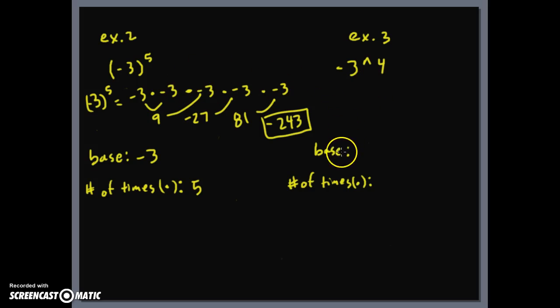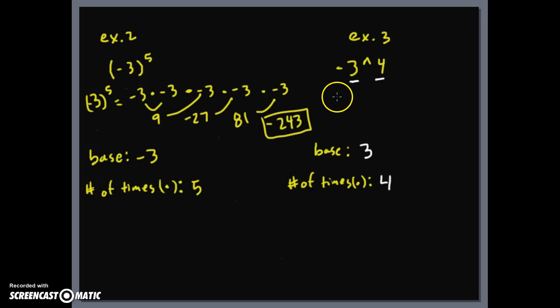However, the base is not negative 3 in this example, and you're probably thinking, why is the base not negative 3 when I see negative 3? Well, in example 2, the negative was inside the parentheses, so it was included in the base. In example 3, there's no parentheses, so the only thing that's being taken to the 4th power here is the 3. The 3 is being taken to the 4th power, the negative is left out. So the base is 3. The number of times we're going to multiply it is 4.